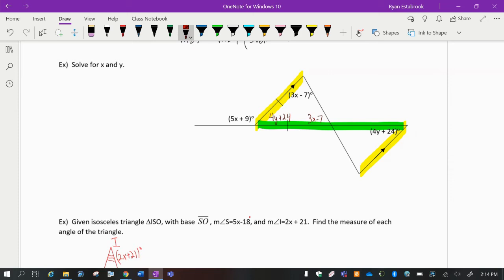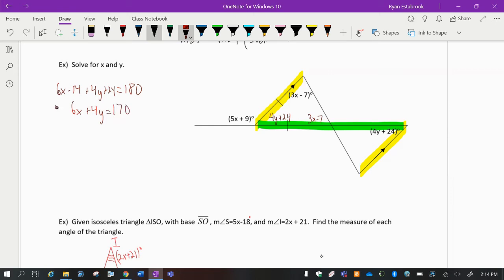So if we combine like terms, 6x minus 14 plus 4y plus 24 equals 180. And if we simplify that a little bit, 6x plus 4y is equal to 170. So there's an equation, two variables, two unknowns.